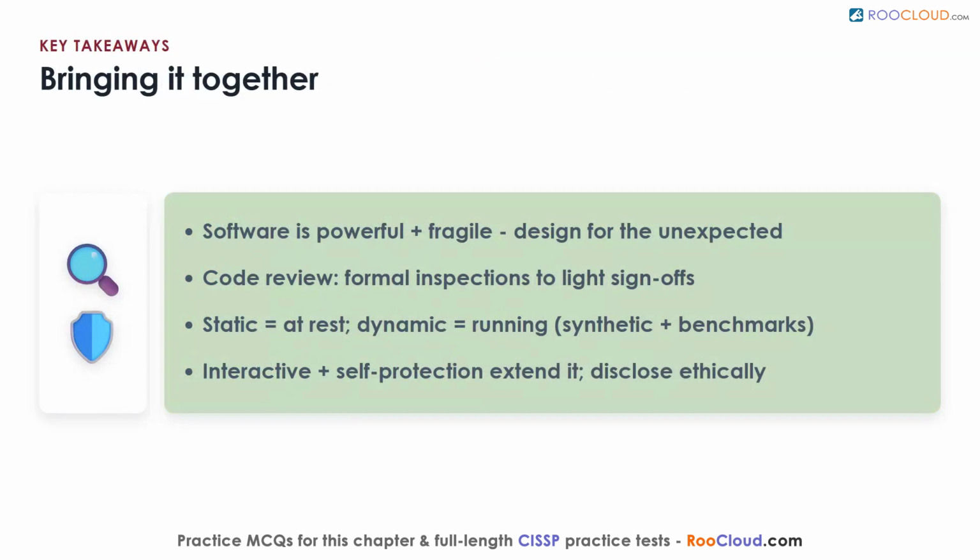So let's bring it together. Software earns careful testing because it is powerful and failure-prone, so design it to expect the unexpected. Code review puts peer eyes on your work, from formal inspections to lightweight sign-offs. Static testing checks code at rest, while dynamic testing checks it running, backed by synthetic transactions and benchmarks. Interactive testing and self-protection extend that toolkit. And when you find another vendor's flaw, ethical disclosure guides how you tell them.